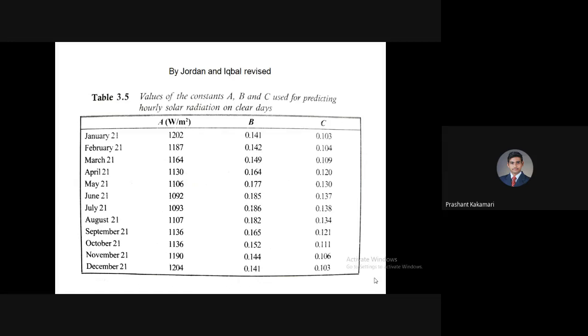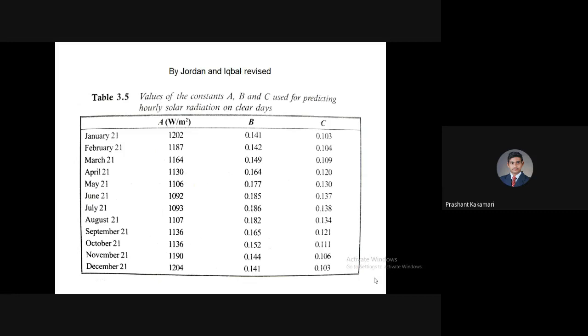So this is again prepared by Jordan and Iqbal only. Later Iqbal revised the chart, and like this he has proposed values for a given month. These values, on clear days, they found out for a given location. So A may be in this form, like one reading I'll read here in September.